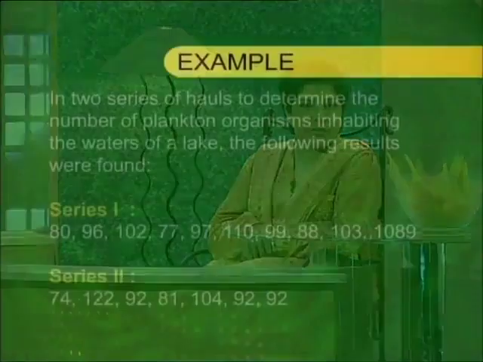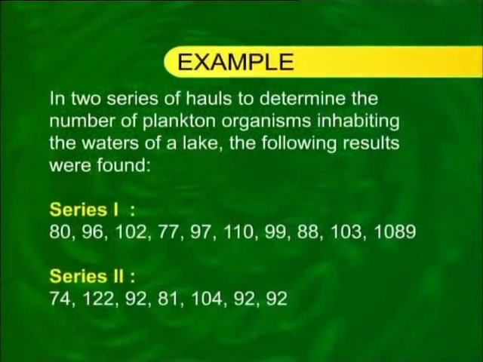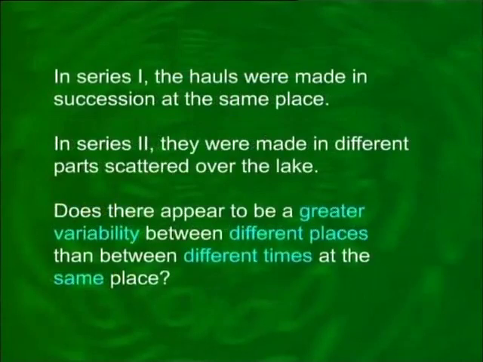And I would like to explain this to you with the help of the example that you now see on the screen. In two series of holes to determine the number of plankton organisms inhabiting the waters of a lake, the following results were found. Series 1: 80, 96, 102, 77, and so on. And series 2: 74, 122, 92, 81, and so on. In series 1, the holes were made in succession at the same place. In series 2, they were made in different parts scattered over the lake. Does there appear to be a greater variability between different places than between different times at the same place?